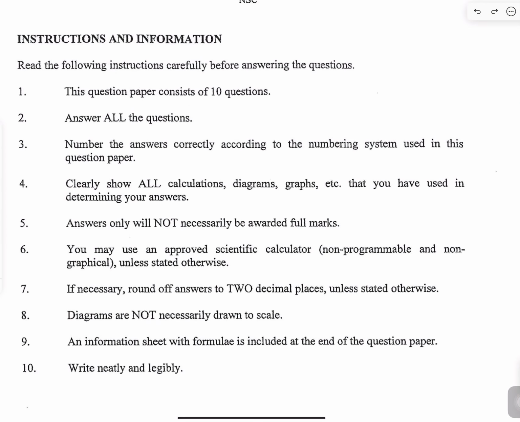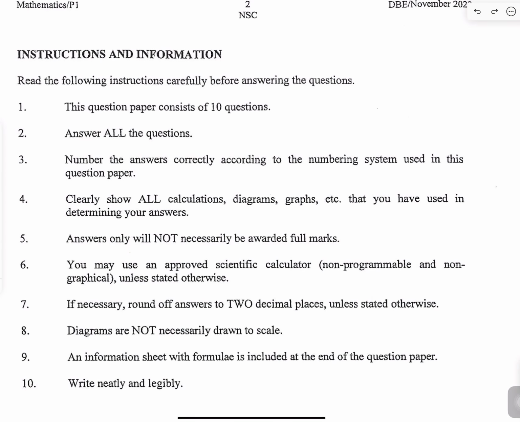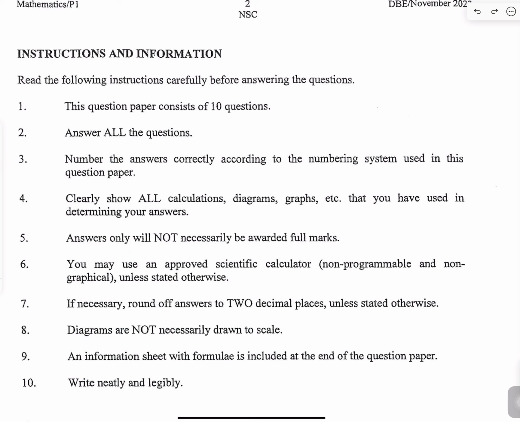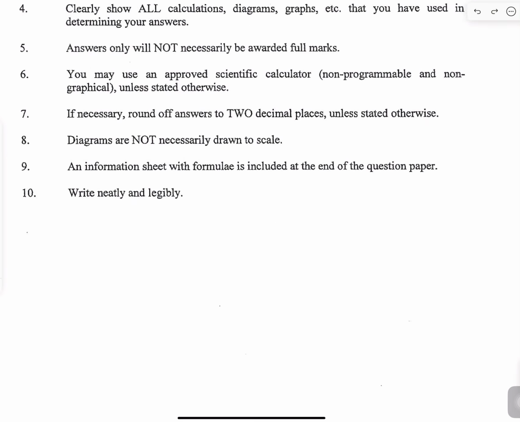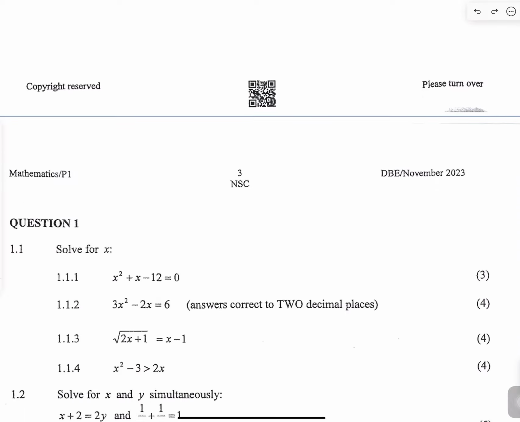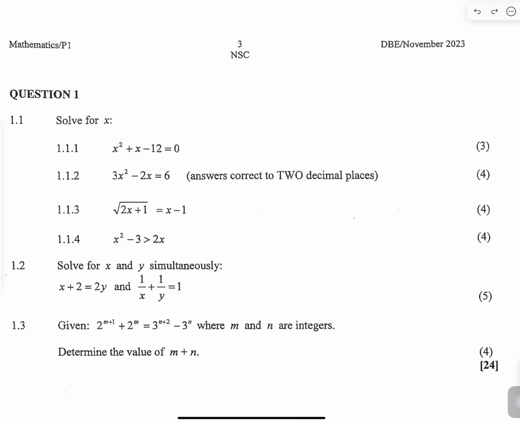Now, the second page of the paper is basically the information and your instructions. So I'm not going to read that because I'll be wasting the luxury of my time. I'm going to go straight to the first question, which is to solve for x. It's basically algebra, and it was out of 24 marks. Let's check how you're supposed to accumulate that 24 marks, okay? 1.1, solve for x. They give you 4 problems just right there.